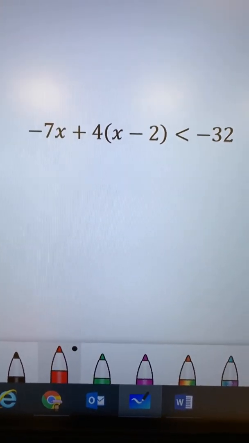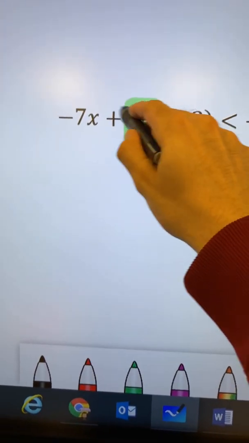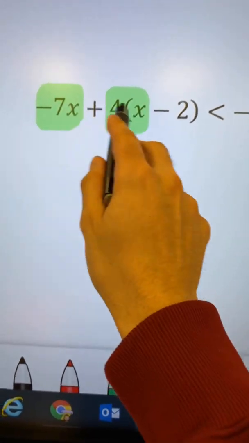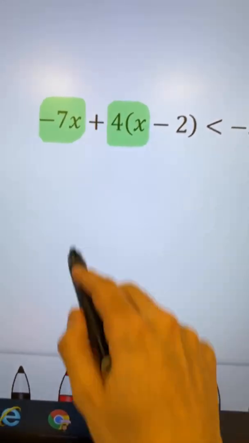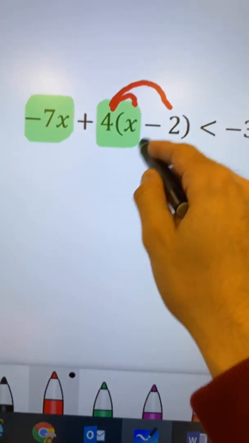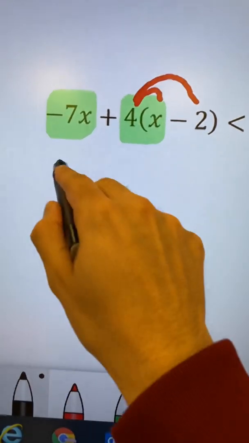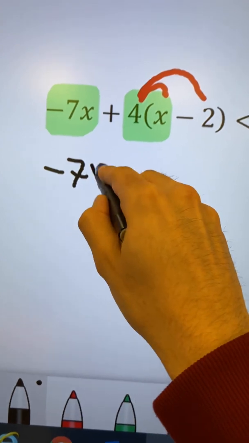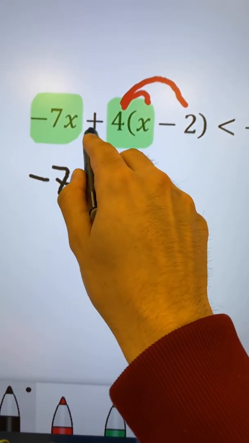All right, so for this inequality, notice that we have variables here and here, but you can't do anything with these two yet because you've got to distribute this 4 in this setup right here. So I'm going to rewrite this. So negative 7x. Now when I distribute, and always pay attention to the sign here.